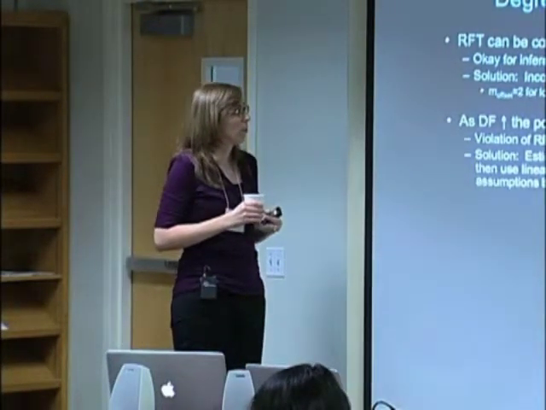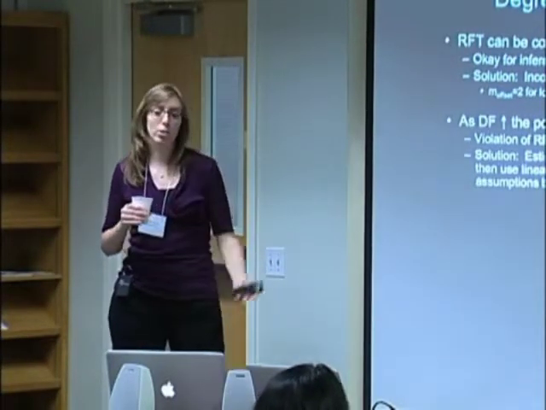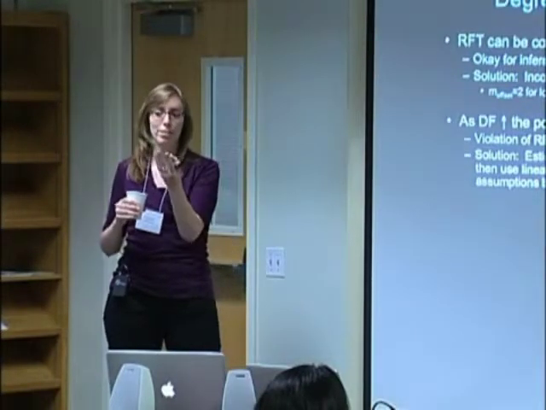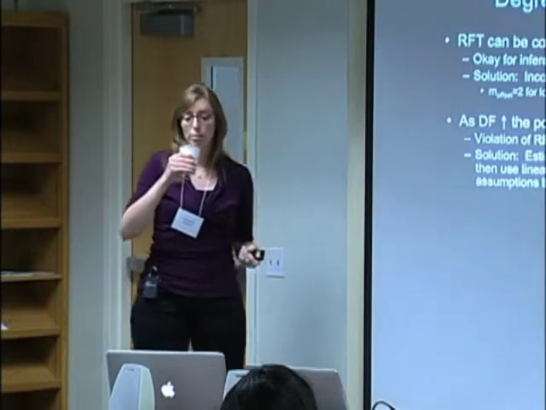Another weird thing with power calculations and random field theory is that typically, as you increase the number of subjects, your power should also increase, right? That's the whole point. But unfortunately, if you increase your degrees of freedom, some of the assumptions of random field theory start to break down, and you can run into cases where power decreases. To get around this, they estimate power in increments of degrees of freedom, and when they hit the point where things start to go wacky, they use linear extrapolation to obtain the power value.